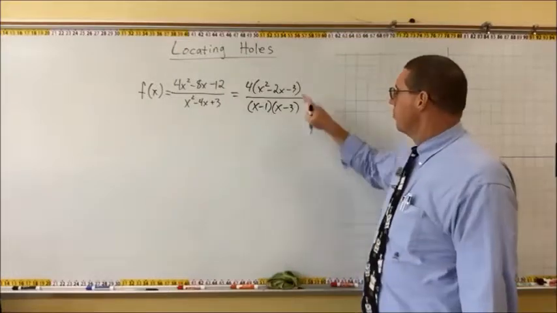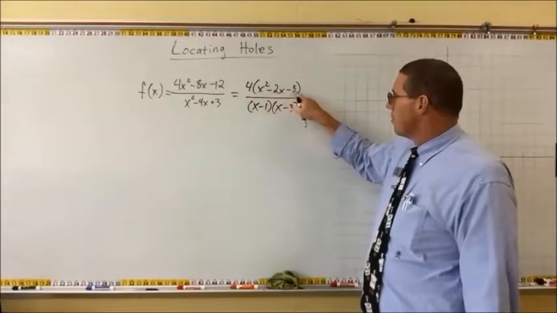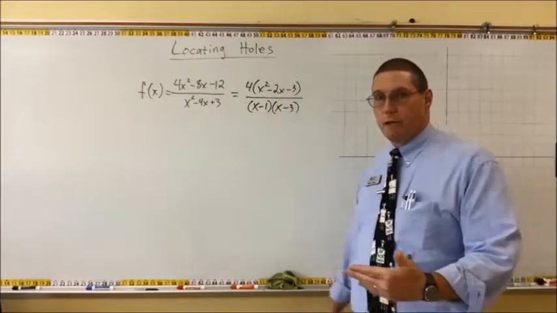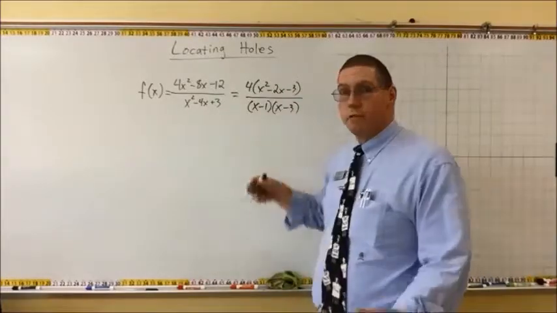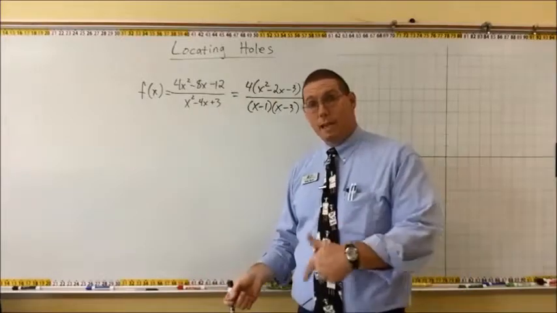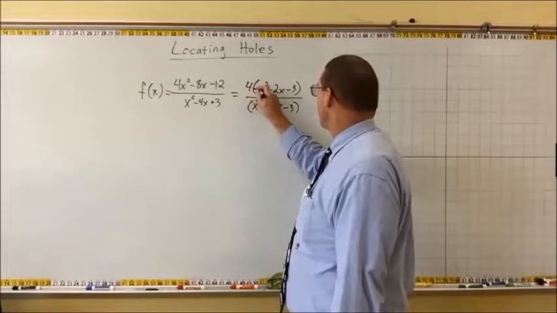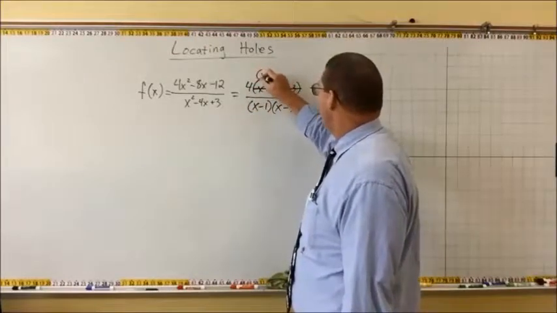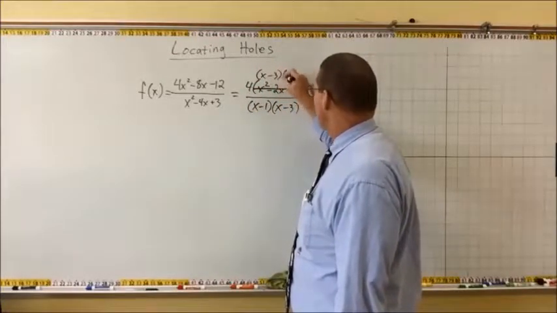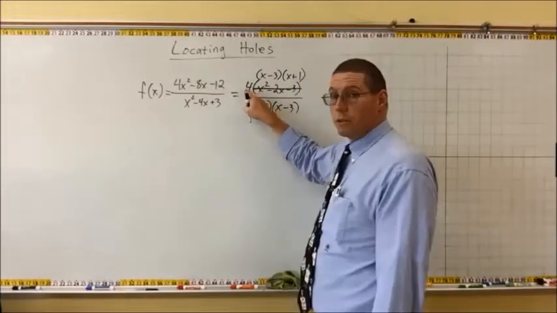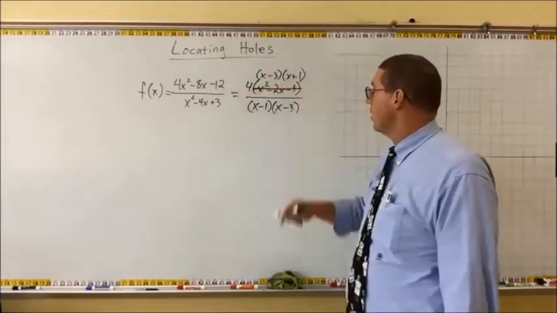And let's go back up to the numerator. We're going to factor this quadratic here. We want two numbers that multiply to negative 3, but add up to negative 2. So those two numbers would be negative 3 and positive 1. Okay, so I'm going to put (x minus 3) times (x plus 1). And don't forget that 4 is there, so it's 4 times (x minus 3) times (x plus 1).